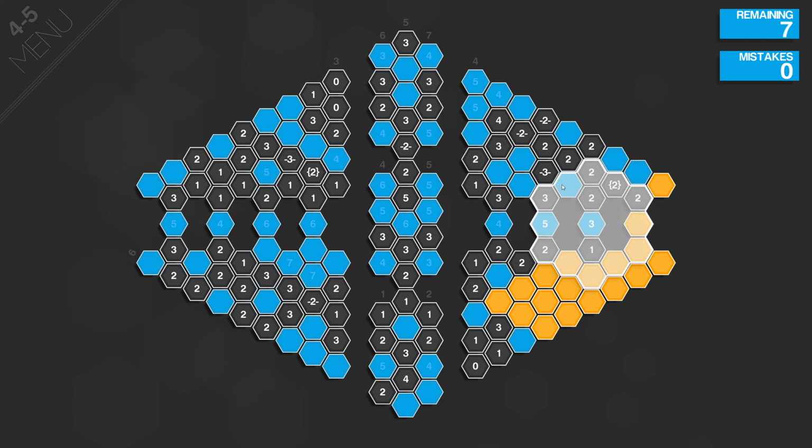This 3 sees 1, 2, and one of these. No, this one sees 1, so it's none of those. So we have 1, 2, and one of those for 3. We don't know which yet. This 2 needs a second. That one sees 1. That 2 sees 2.